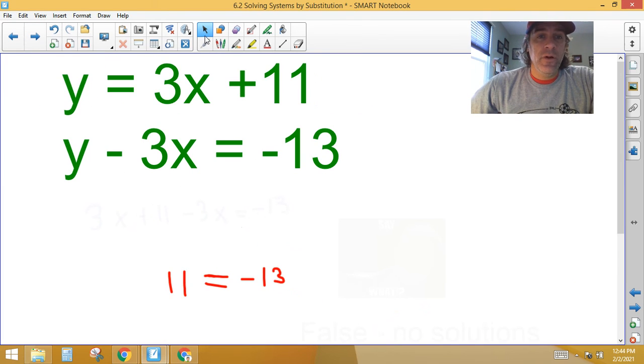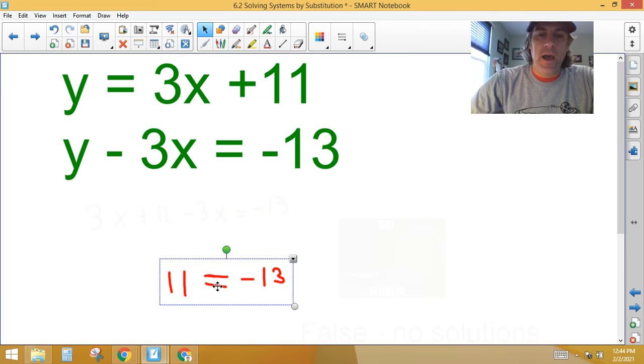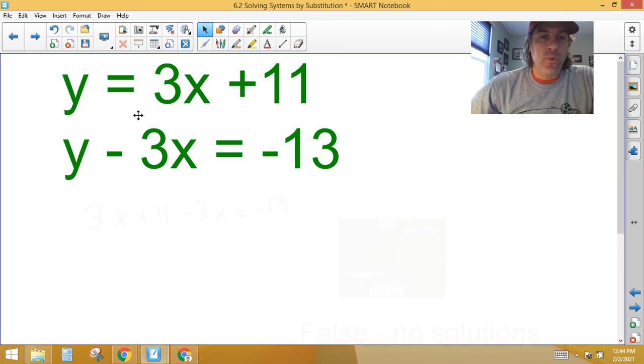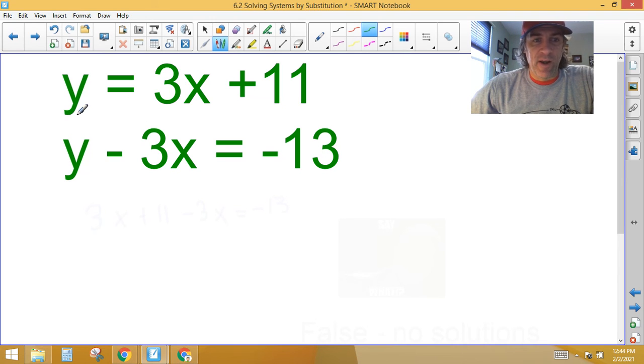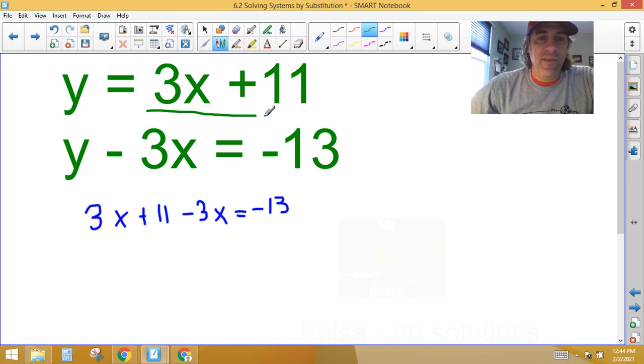Last example. Okay. So we have y equals 3x plus 11. Oh, one of my variables is already isolated. Nice. y minus 3x equals negative 13. I'm going to plug in this value for y. This value, 3x plus 11, is y, minus 3x equals negative 13.